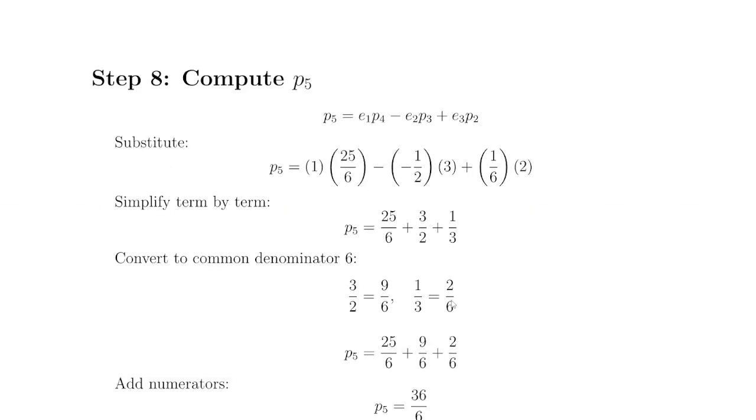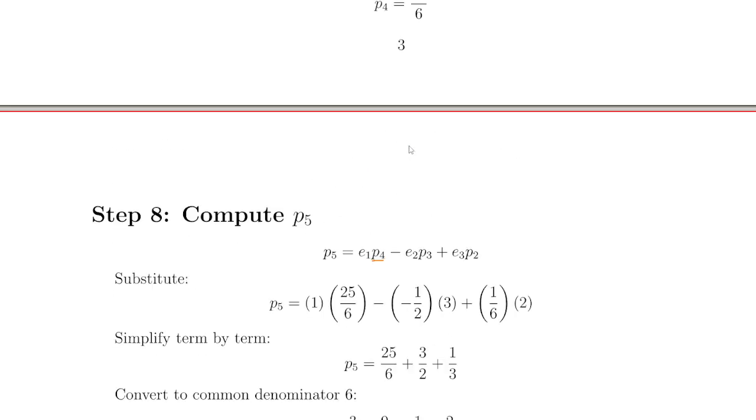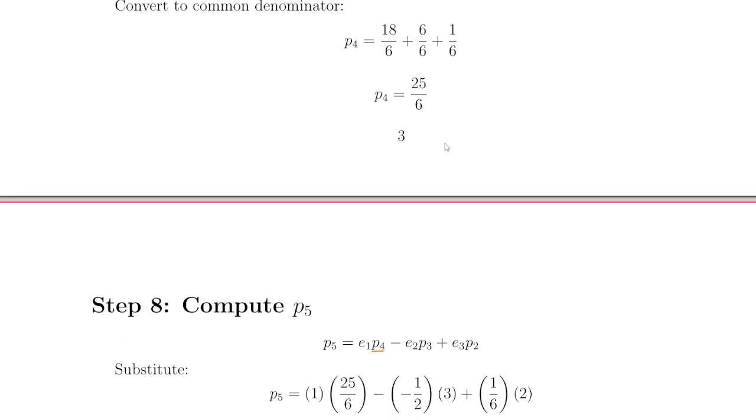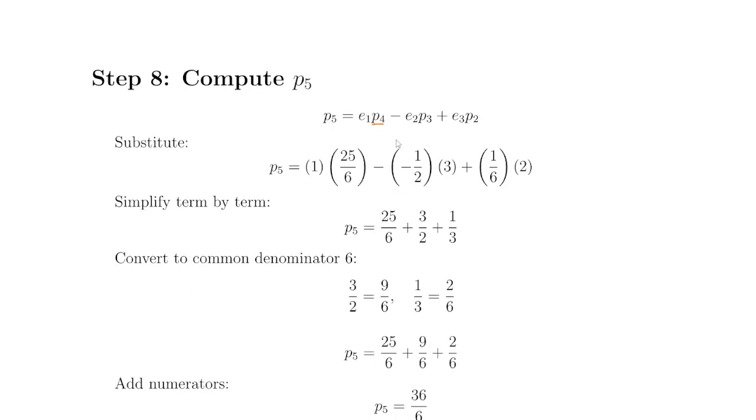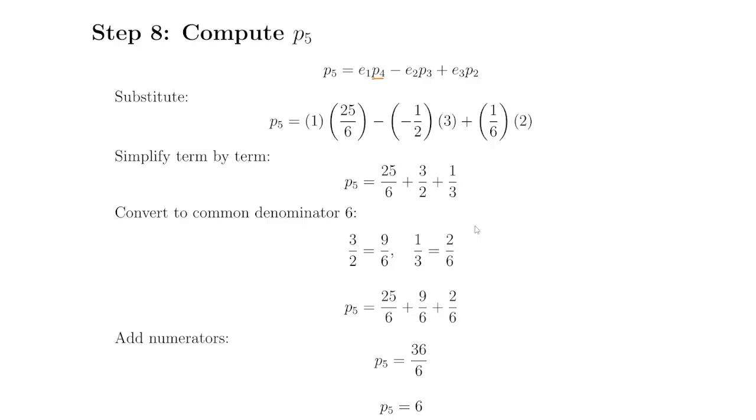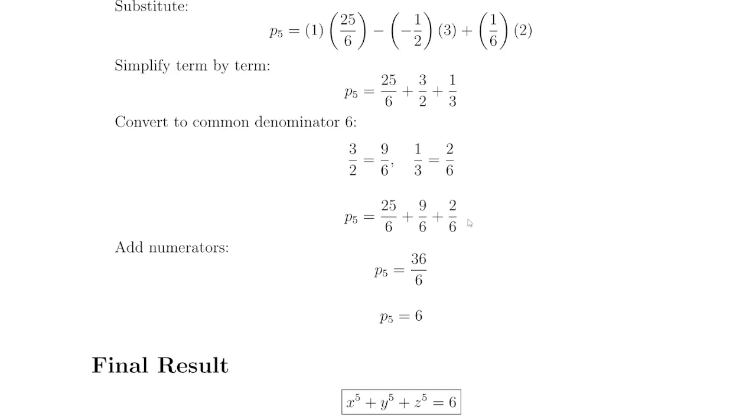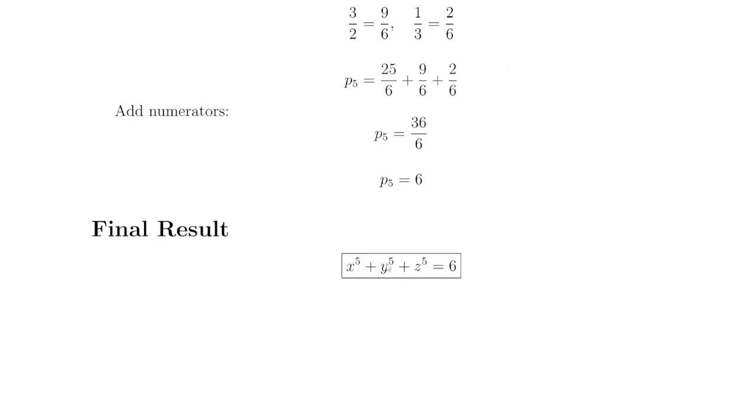Now to compute P5, we use Newton's identity. That's E1 P4 minus E2 P3 plus E3 P2. The good thing is we just calculated P4 in the prior step, which was 25/6. So you plug in E1 P4, E2 P3, E3 P2, and end up with P5 equals 6. And recall that P5 was equal to x to the 5th plus y to the 5th plus z to the 5th. And so 6 is our final answer.